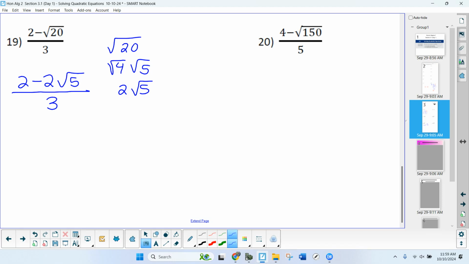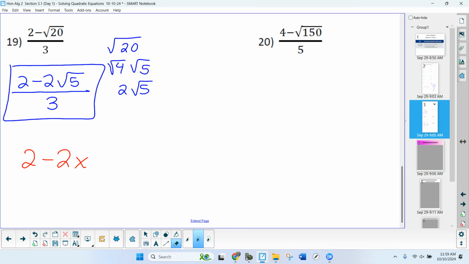I think maybe some of you thought you could do 2 minus 2. But you can't. It's just like if I had 2 minus 2x. Can you subtract 2 minus 2x? Why not? You don't have like terms. Like terms have the same variable with the same exponent. Well, the same thing is true with radicals. In order to add or subtract radicals, you have to have the same radical, the same thing underneath. This does not have a square root of 5, so you cannot subtract those 2's. So I'm going to leave it like this.